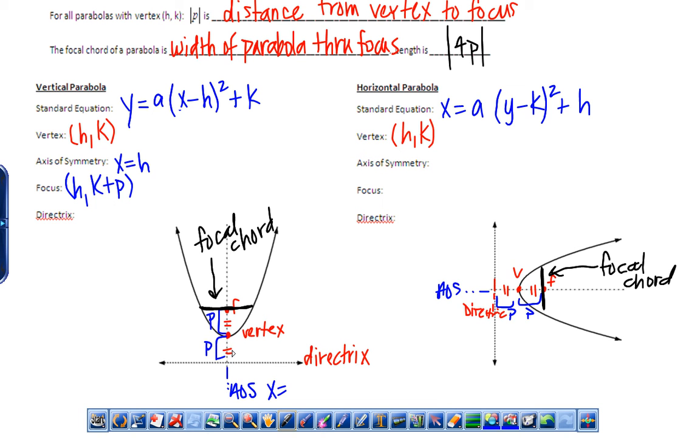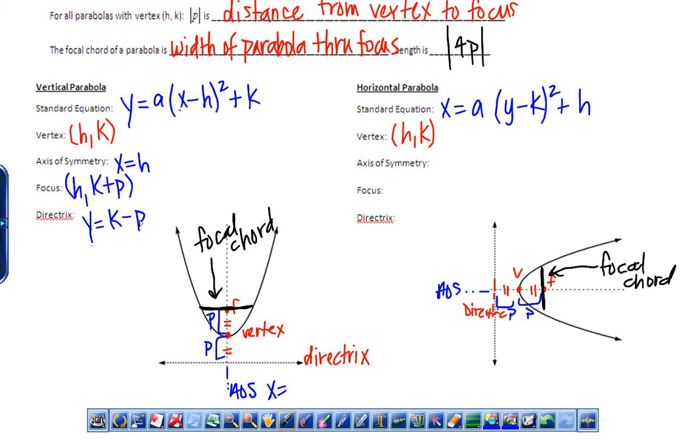In order to get my directrix, remember that's a distance of p, I would go down to get my directrix. So this is a line. So I'm going to take my y value, which is k, and I'm going to take away the distance of my p.